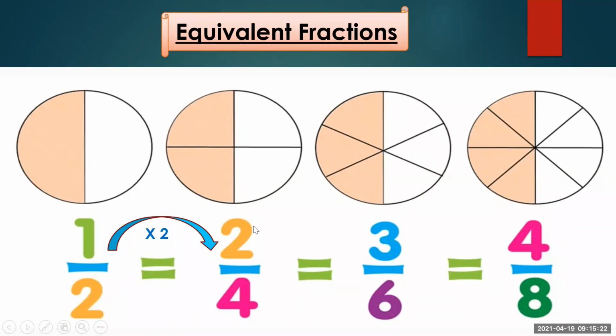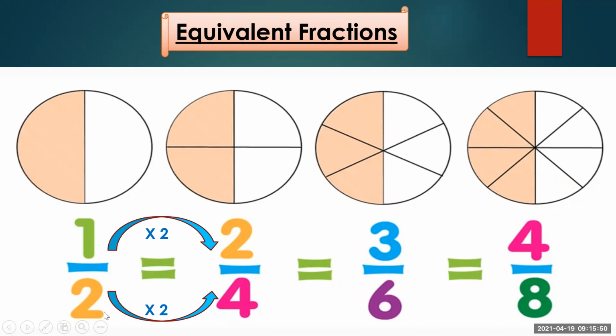So what I do up, I must do down. What I do with the numerator, I must do with the denominator. So 2 will be multiplied by what also? By 2 also. So it will give me 4. So 1 times 2 equals 2, and 2 times 2 equals 4. So 1 over 2 equals 2 over 4.